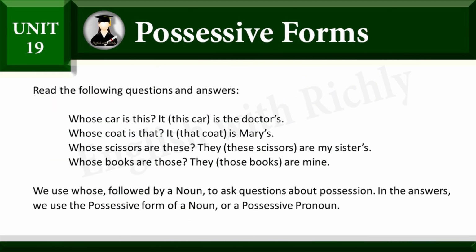Read the following questions and answers. Whose car is this? It is the doctor's. Whose coat is that? It is Mary's. Whose scissors are these? They are my sister's. Whose books are those? They are mine. Or those are mine. We use whose followed by a noun to ask question about possession. In the answers, we use the possessive form of noun or a possessive pronoun.